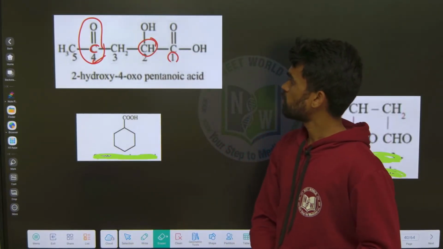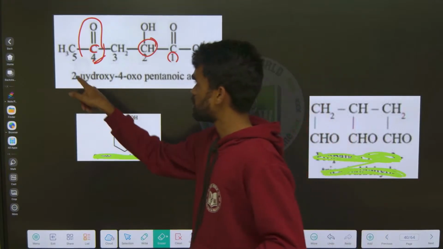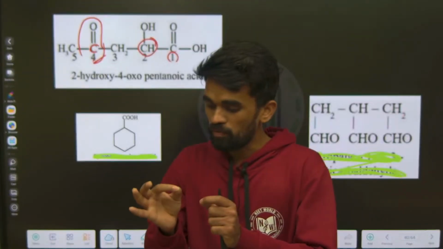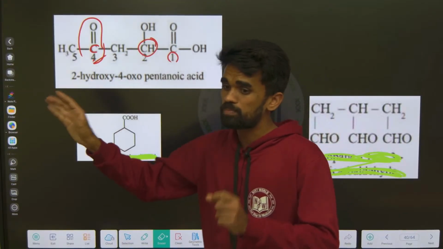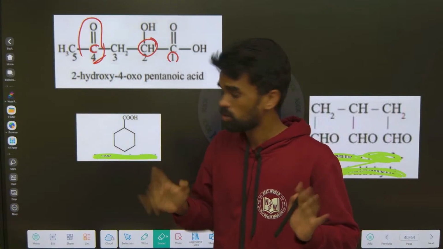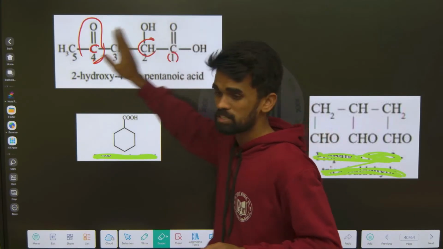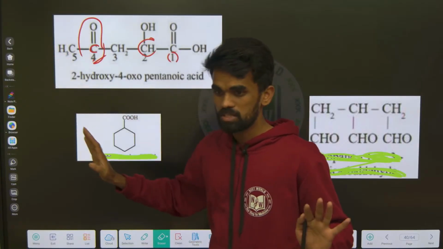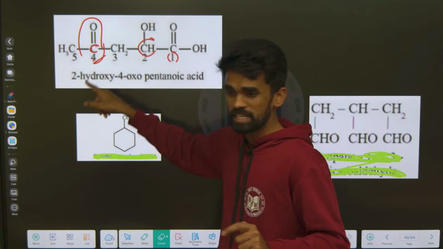Based on alphabetical order again, which comes first? H comes first. So 2-hydroxy, 4-oxo. See, once you fix the principal functional group, all other functional groups become substituents only. There is no priority next. First you fix one principal functional group, then all other functional groups become substituents. So follow their alphabetical order, like 2-hydroxy because H comes first.